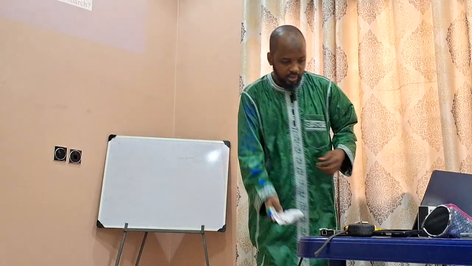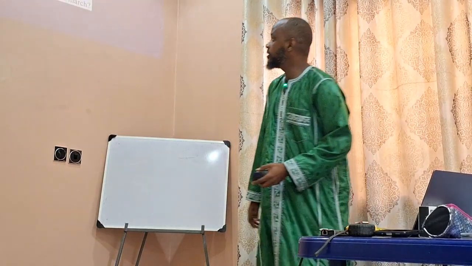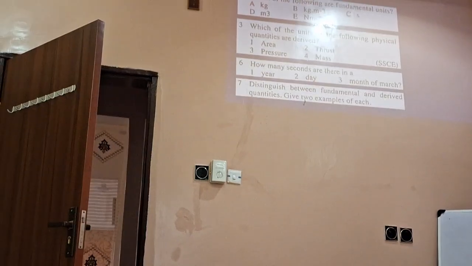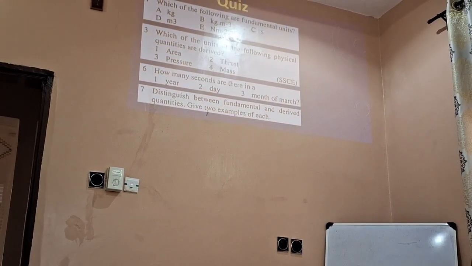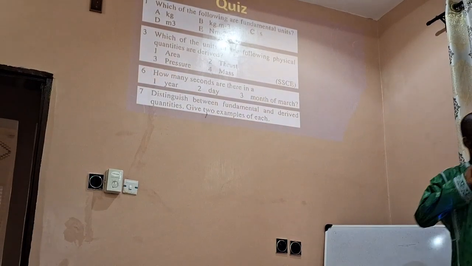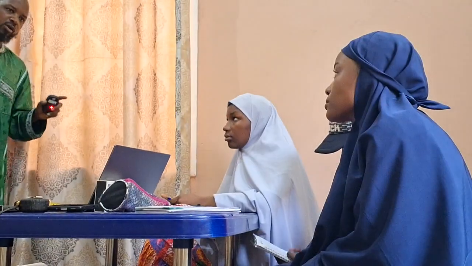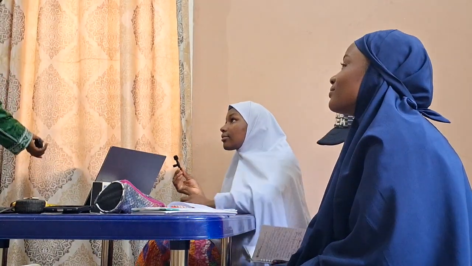All right, let's move on to the next question. Distinguish between fundamental and derived quantities, and give two examples of each. One of you should distinguish between fundamental and derived quantities, and then one of you should give me two examples of each. So who is starting? What is the difference between them?